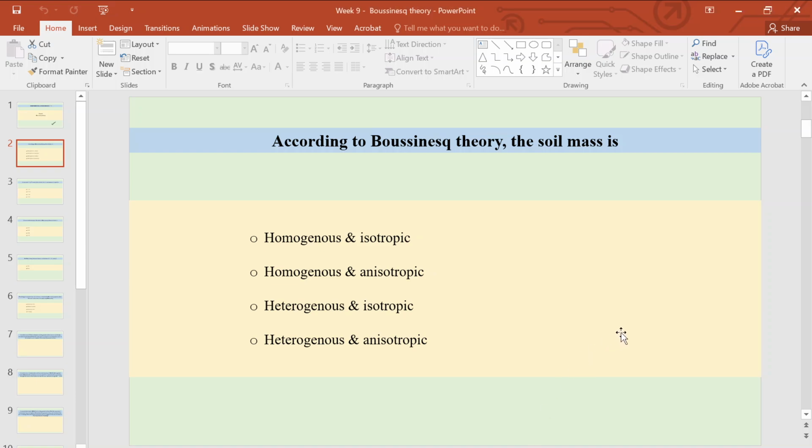I'll repeat the question. According to Boussinesq theory, the soil mass is, first option, homogeneous and isotropic. Second option, homogeneous and anisotropic. Third option, heterogeneous and isotropic. And last option is heterogeneous and anisotropic. Okay, next question.